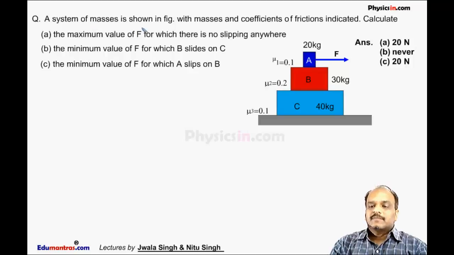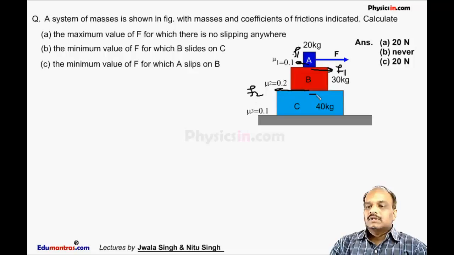A system of mass m is shown in this figure with the coefficient of friction indicated. Calculate the maximum value of F for which there is no slipping anywhere. Now we know the friction coefficients. Let the friction here be F1, here F2, and this one F3.